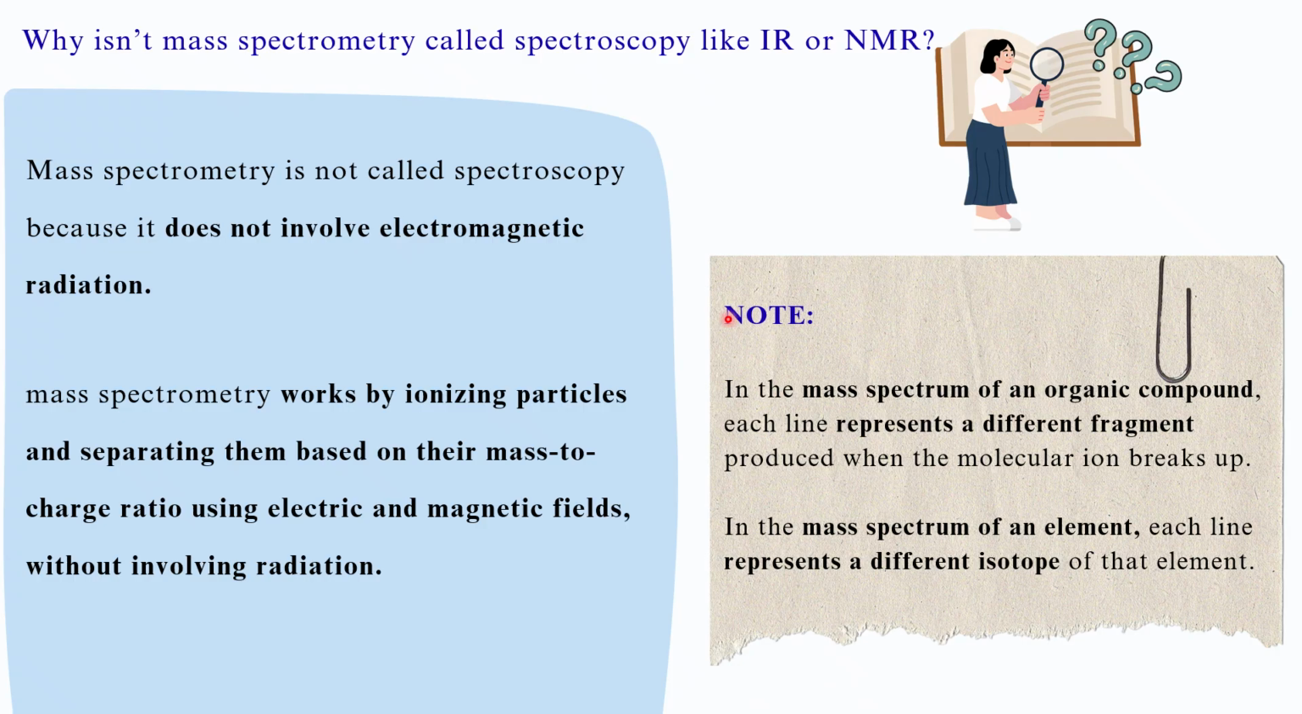Now, the next question is, why isn't mass spectrometry called spectroscopy? Like we call IR spectroscopy, NMR spectroscopy. Why don't we call it mass spectroscopy? Instead, we call it mass spectrometry. What's the reason?